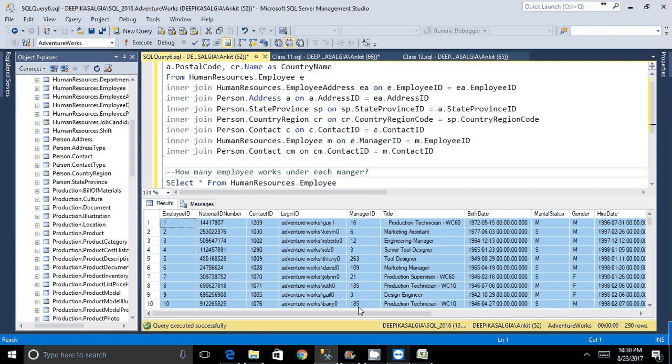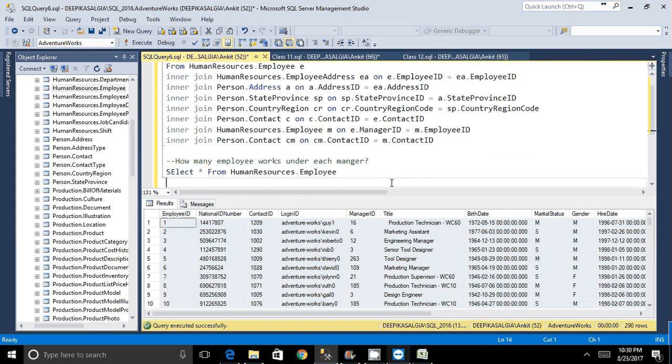How many employees work under manager ID 3? Also 2. How many employees work under manager ID 21? 1. What are you doing? In order to get how many employees work under each manager, you are looking in the manager ID column and you're counting. For each manager ID you look and you count. So what do I do in order to get that count?